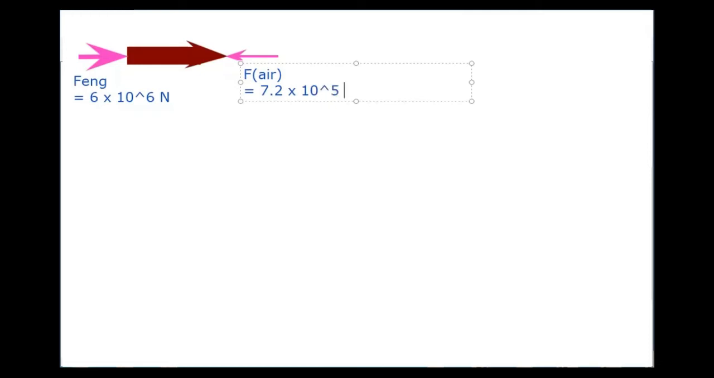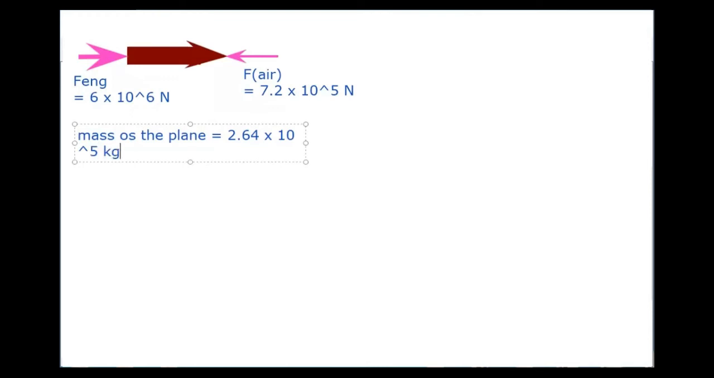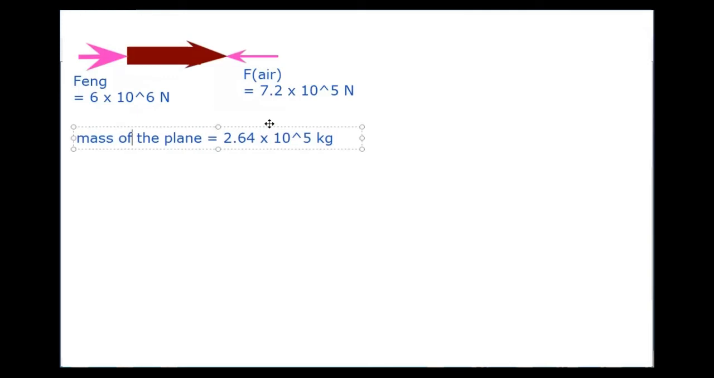Yes, sir. So what is the mass of the aeroplane? The mass of the plane is 2.64 into 10 to the power 5 kilogram. Please draw this figure, dear. By using this diagram, we can find the acceleration of the aeroplane. That's what I'm going to do. Draw it there, please.